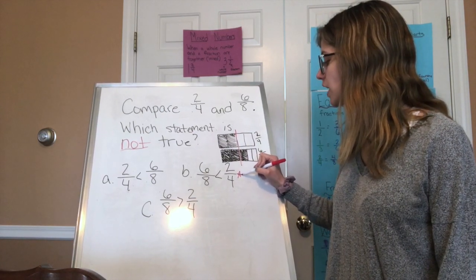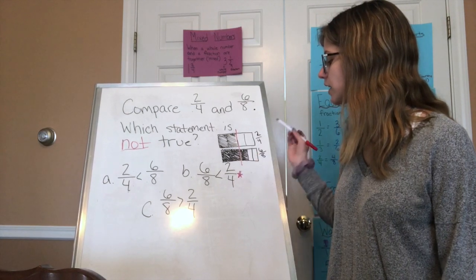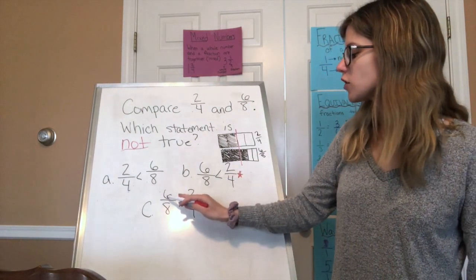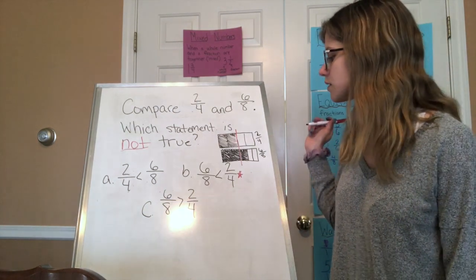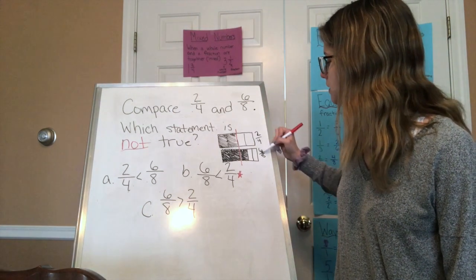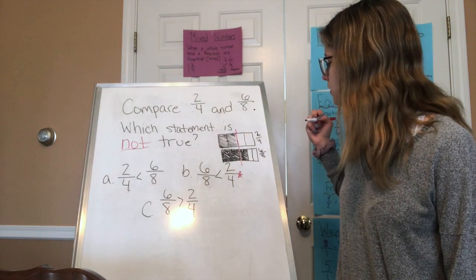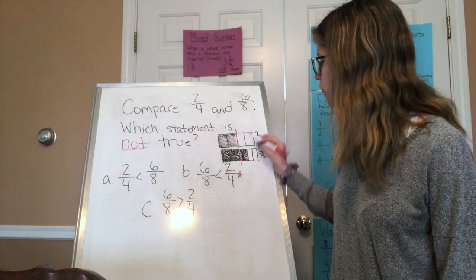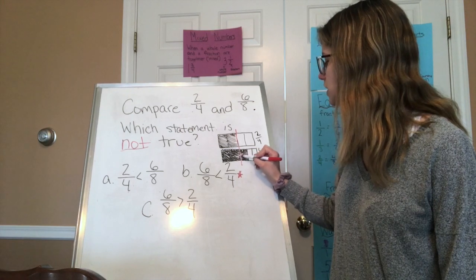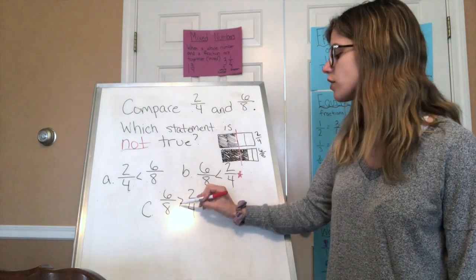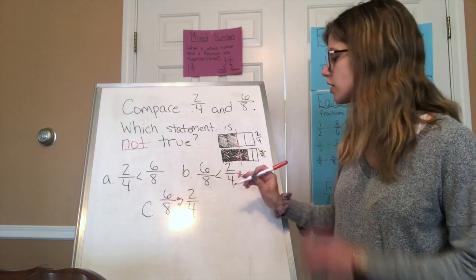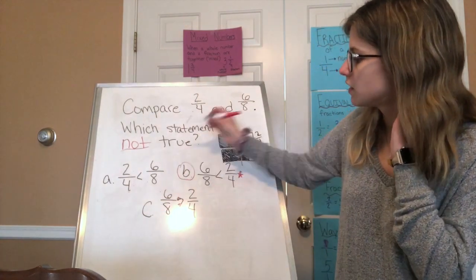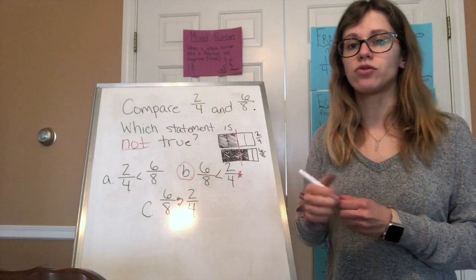But I want to double check. I don't want to just circle something without looking at all of my options. So here I see 6/8 is greater than 2/4. I have more filled in here than here, so it is greater than. My alligator's mouth is facing the fraction that is larger. So B is the answer because it's not true.